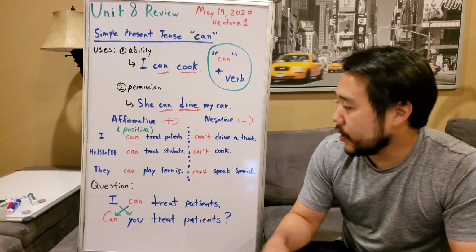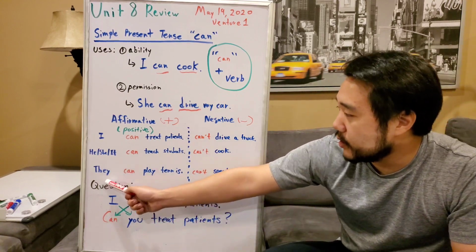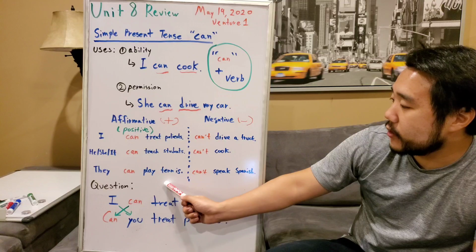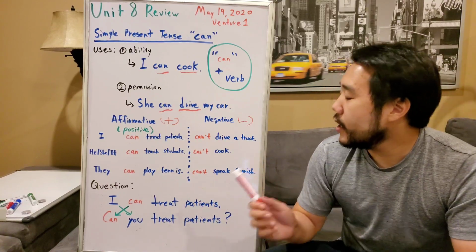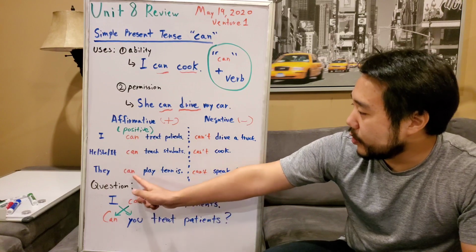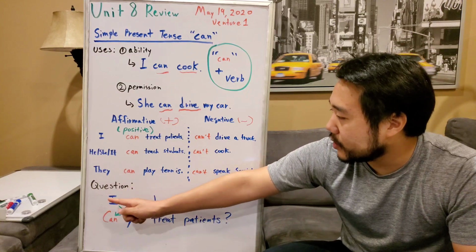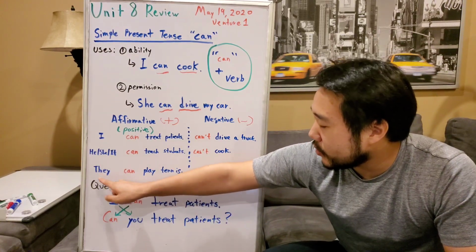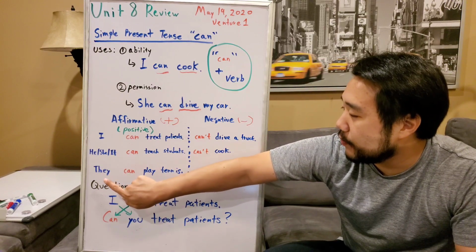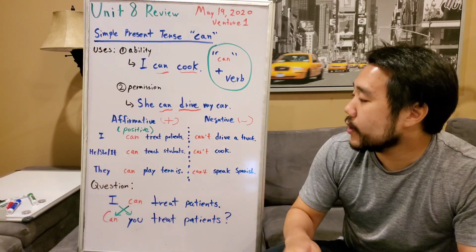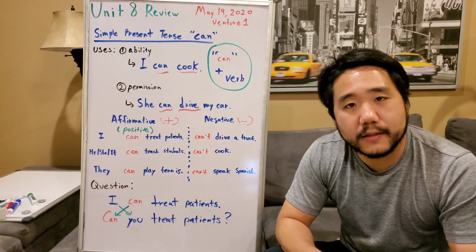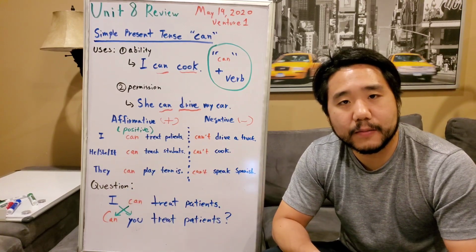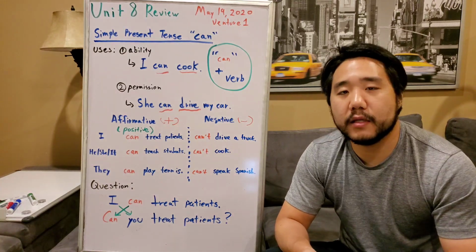And same thing, if I were to turn this affirmative sentence, they can play tennis, into a question, what we have to do is put the can at the beginning of the sentence and bring the subject after the word can. So it would be, can they play tennis? Can they play tennis? That's how easy it is to make the question.